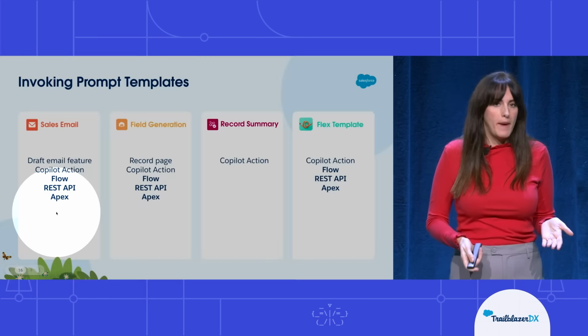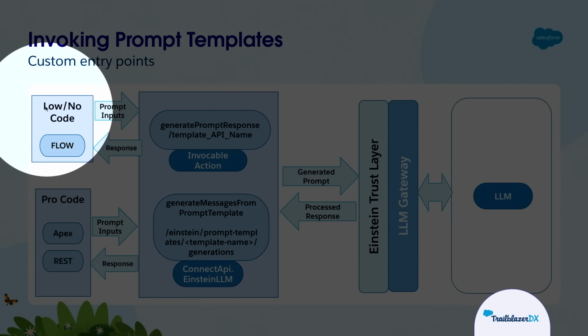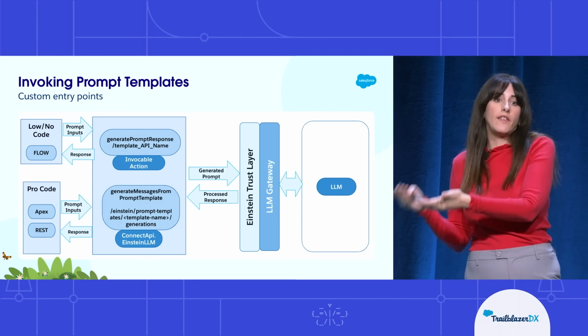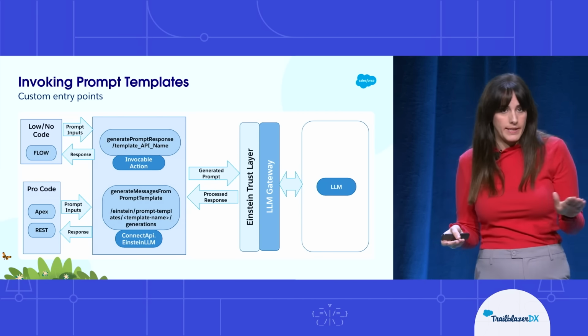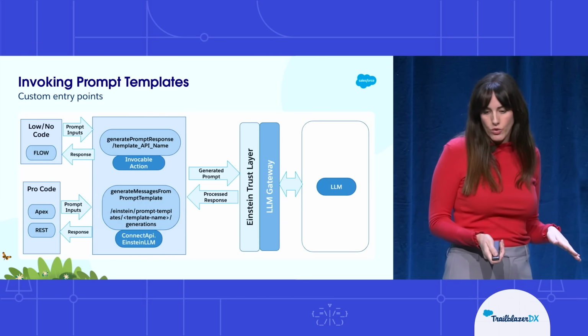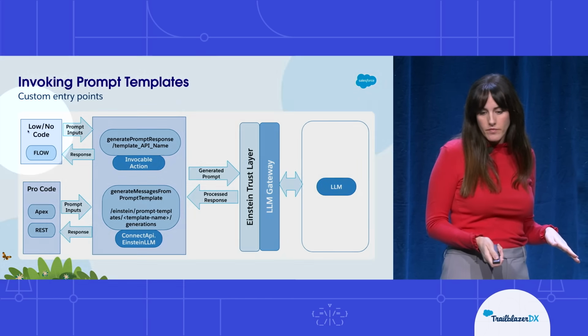So how does it work? With Flow, let's take a look here. Every prompt template that you create is automatically exposed as an invocable action. So same as you can call invocable actions from Flow using the actions element, you can do the same to invoke your prompt templates and do something with the response that the model generates. Super easy. You don't need to do anything. It's automatically exposed.